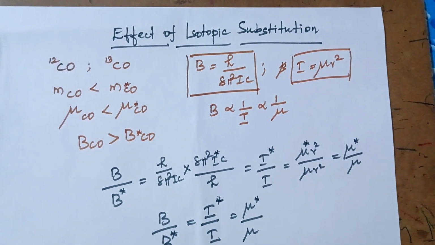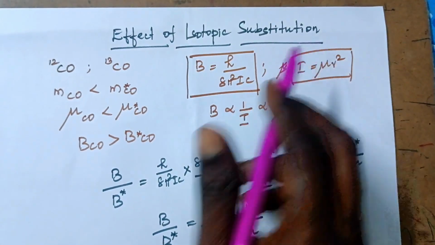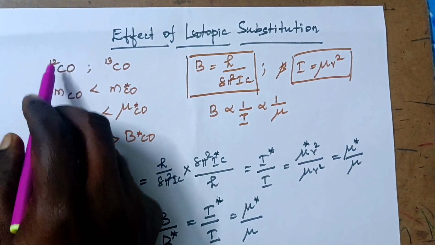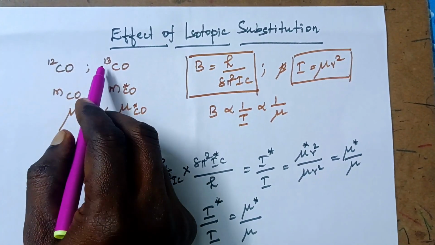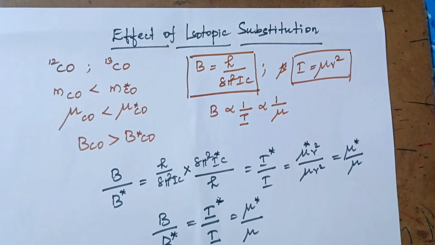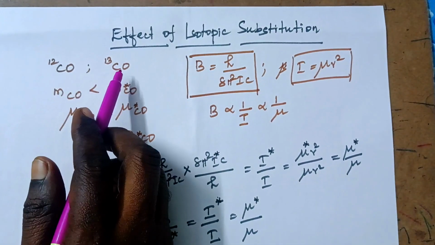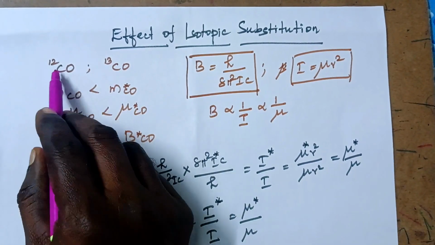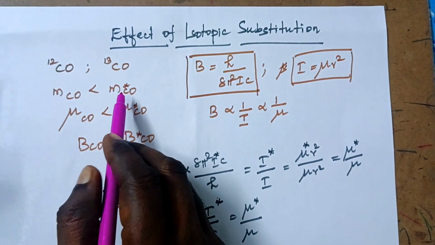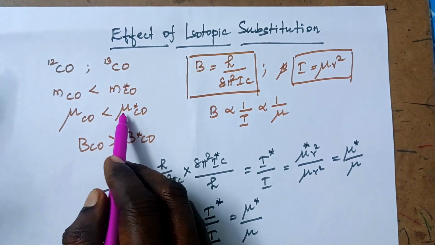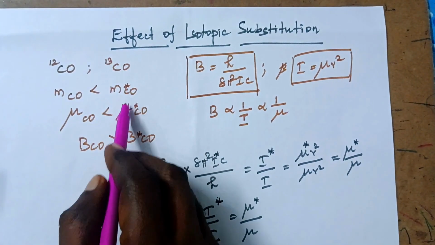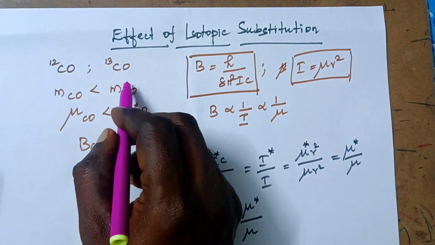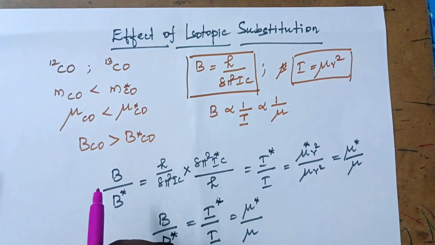Now let us see the effect of isotopic substitution. Take carbon monoxide: here it is C12, here it is C13. The only difference is mass. The internuclear distance must be the same. Here the mass of C13 is more than C12. If the mass is more, the reduced mass is also more. The reduced mass for C13 is more than the reduced mass of C12. To distinguish C13 from C12, I put a star for C13.